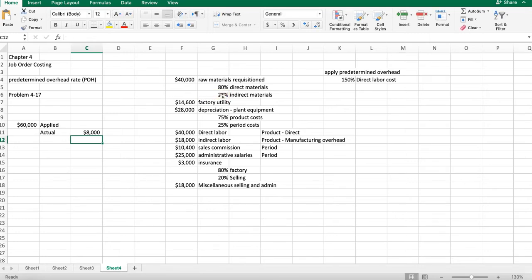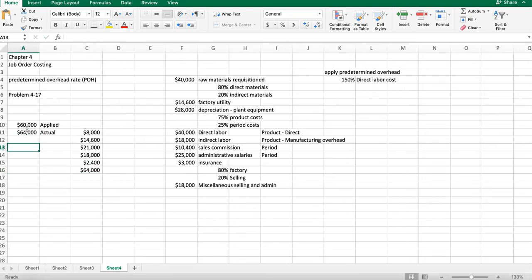So 20% of the materials we requisitioned were indirect. That's part of factory overhead. The utility is part of factory overhead. 75% of my depreciation is factory overhead. My indirect labor is factory overhead. And 80% of my insurance is factory overhead. So let's make sure, I think that's everything. So I can sum those numbers up, and I get 64,000 was my actual overhead.